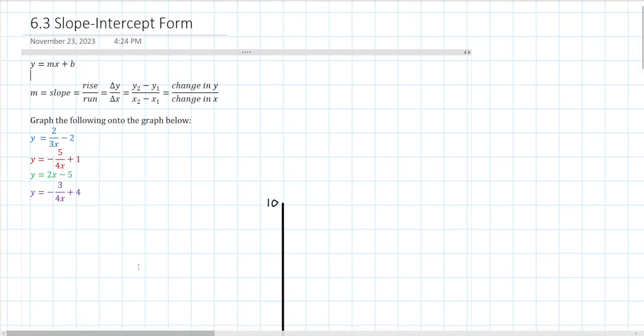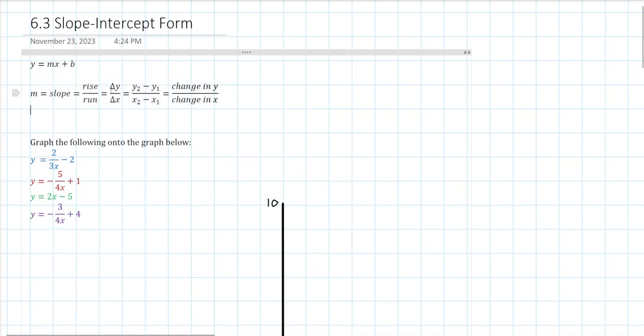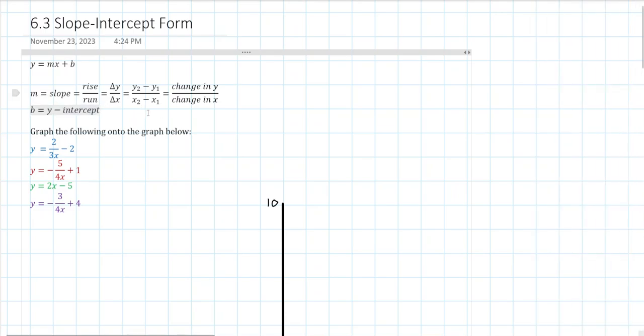So to begin with, slope-intercept form is when we use y equals mx plus b, and we're kind of used to this idea already, right? The m is the slope, which is rise over run, change in y over change in x, all those sorts of things. But the b is the y-intercept.